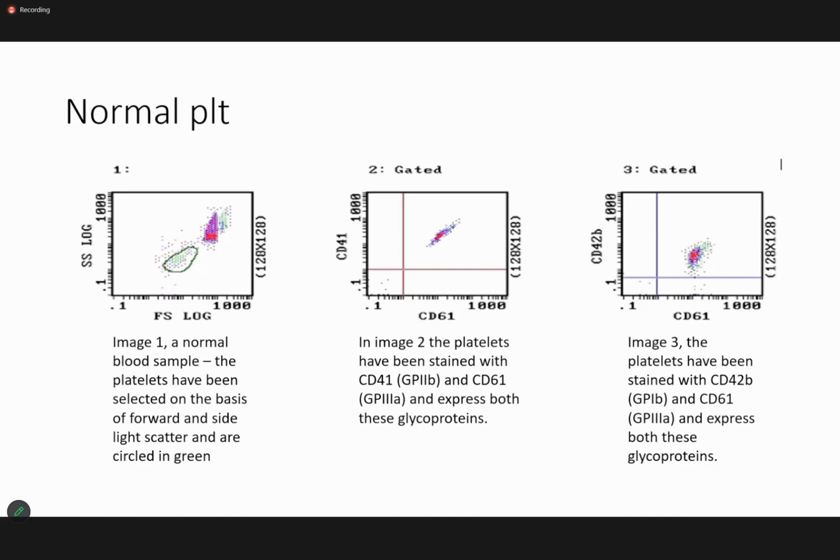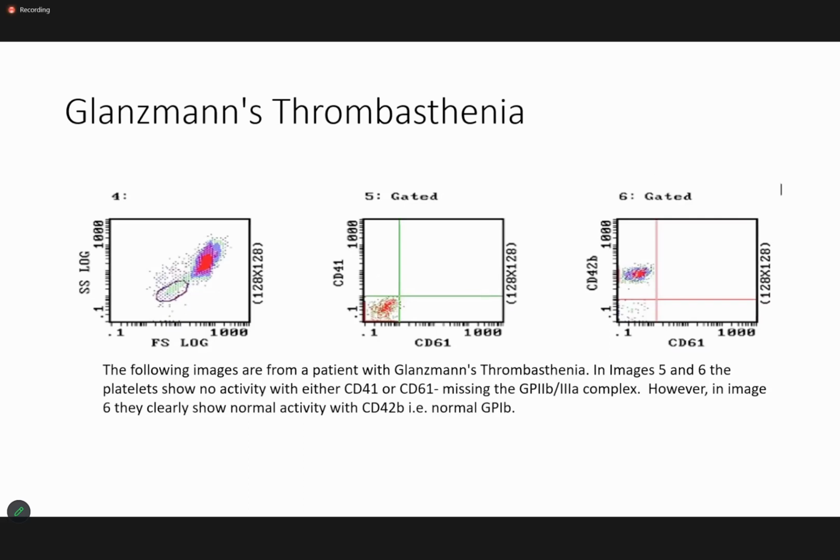In Glanzmann thrombocythemia, when we do a staining, the sample or platelets basically are negative for CD41 and negative for CD61, that is 2B3A, but these platelets have a normal glycoprotein 1B. This is a case of Glanzmann thrombocythemia.